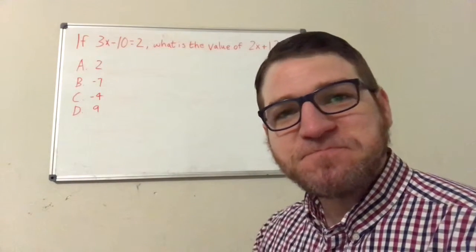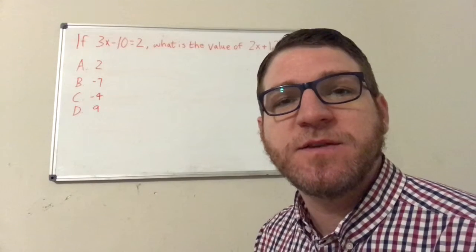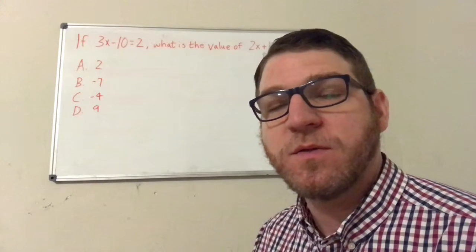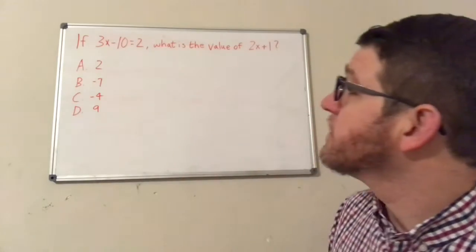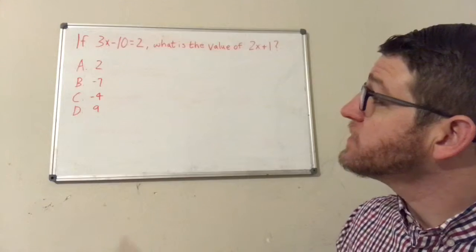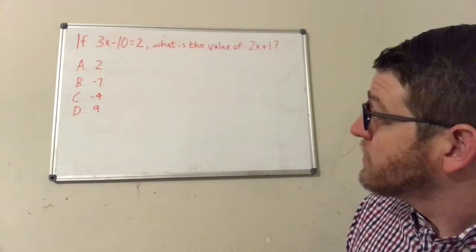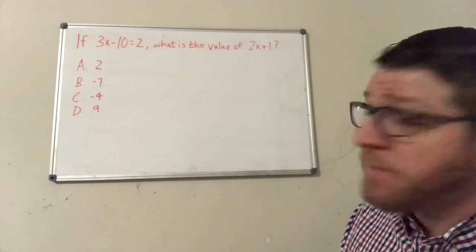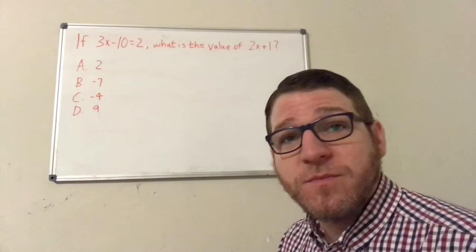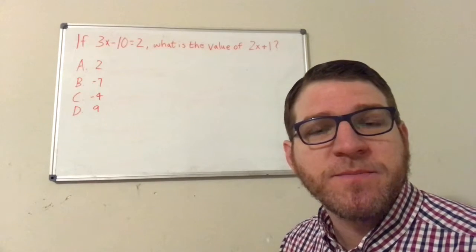In this lesson, I wanted to talk to you about the strategy that you should be using on the math section of the SAT. And I wanted to start with this problem that I've got up here, which, if you can't see it, says: if 3x minus 10 equals 2, what is the value of 2x plus 1? Now a lot of you, myself included, could just start solving this problem right away.